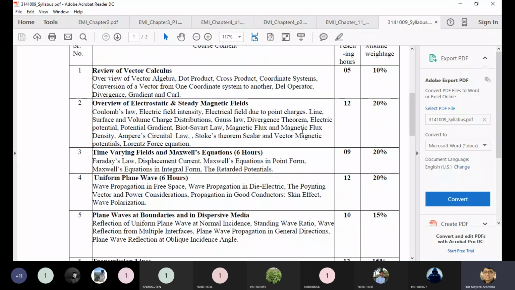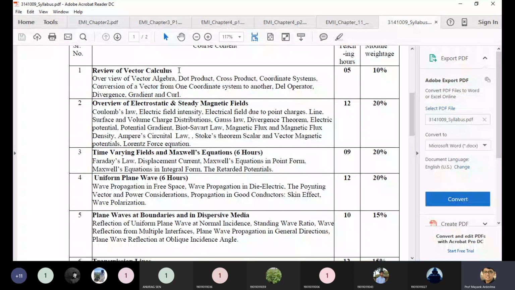Up till now, in the electrostatic field, we first discussed vector calculus, where we find the vector and scalar components, and based on this we find the four main parameters by multiplication with vector as well as scalar components: the del operator, divergence, gradient, as well as the curl.